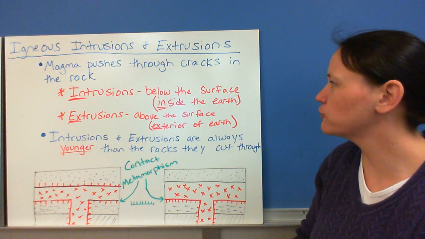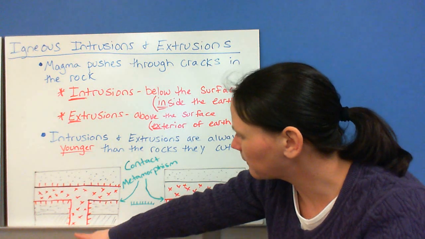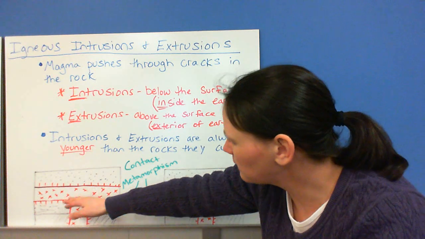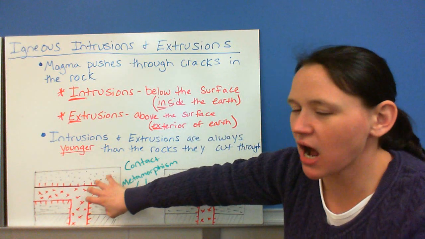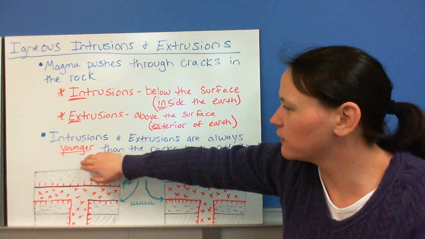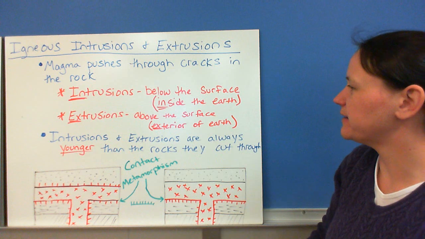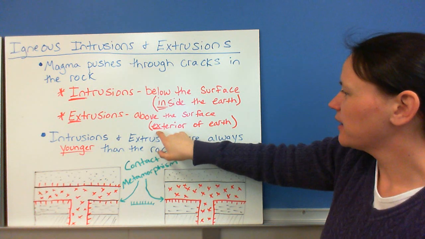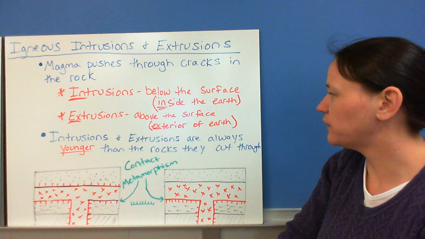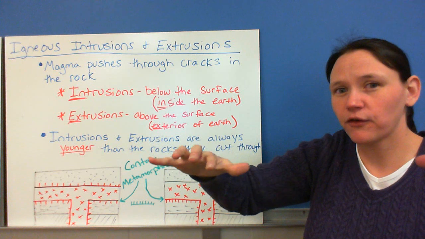You can have an intrusion, which happens beneath the surface, like you see right here. This magma came up, it filled in between this layer and this layer, and it changed all of that rock. Okay, so it never made it to the surface up here. So intrusion is inside the earth. Or you can have an extrusion, which is above the surface. It's the exterior of the earth. Okay, so it actually comes up and it flows across the surface.